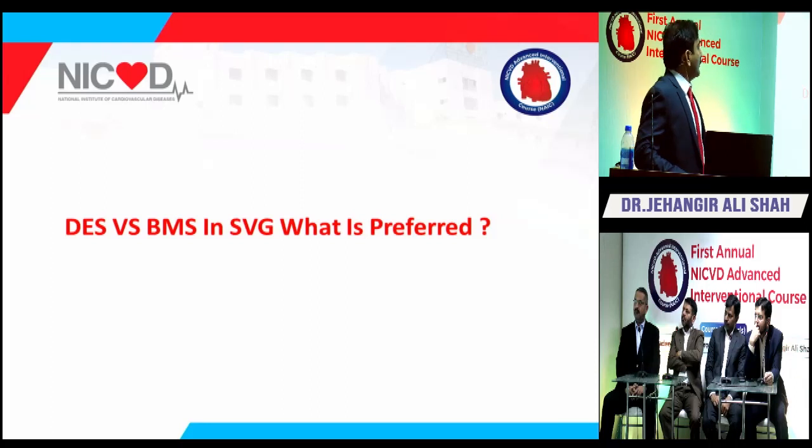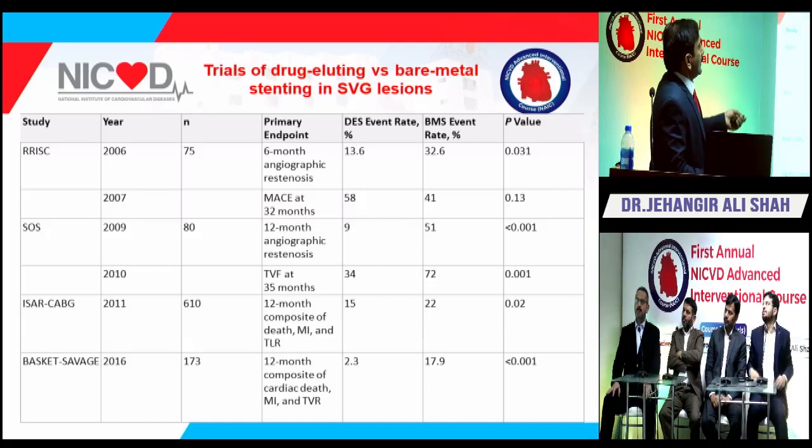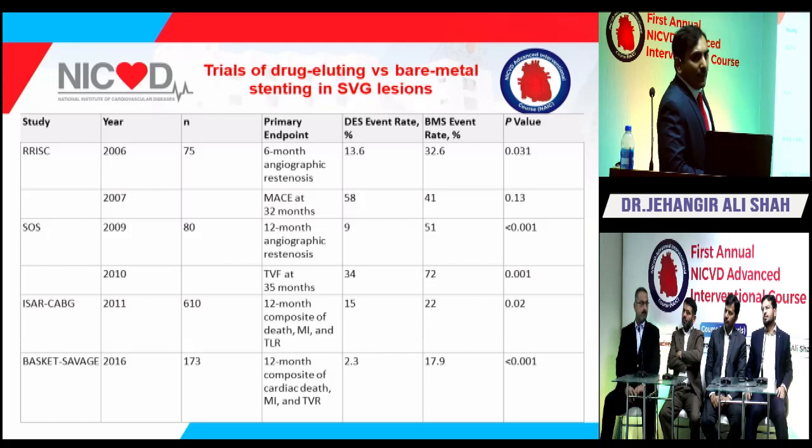So as already mentioned, which stent will you prefer, bare metal or drug-eluting stent? There are multiple trials from 2006 to 2016. They show the restenosis rate was high in the bare metal stent. There was no difference in the initial phase, but on long-term follow-up they saw the restenosis was very high, and target vessel revascularization was more in patients receiving a bare metal stent.